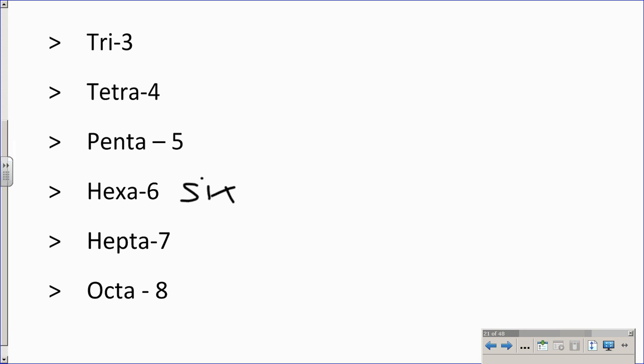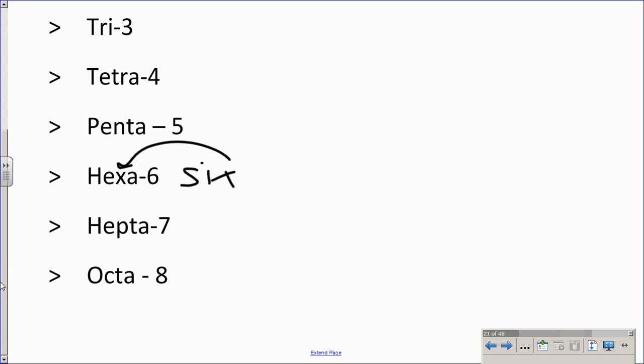6 is spelled with an X. Hexa has an X in it. Or hexagon. Hopefully you remember geometry a wee bit. Hepta 7. Octa 8. Nona 9. What's 10? Deca. 12, dodeca. What's 11?